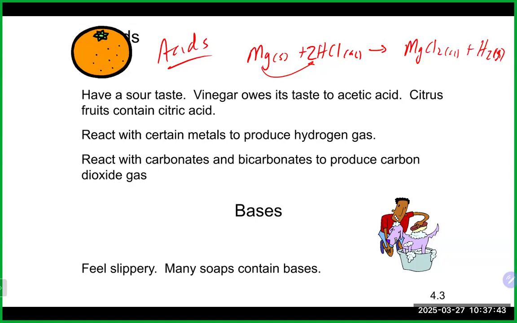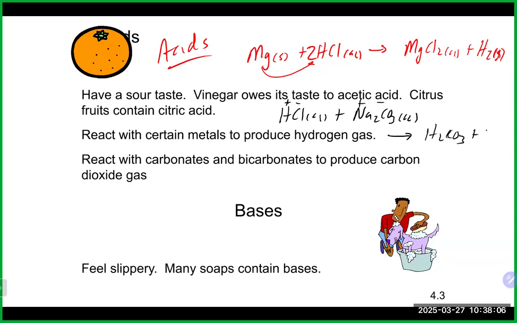They also react with carbonates and bicarbonates to produce carbon dioxide. Again, if you took something like hydrochloric acid and reacted with some sodium carbonate, or sodium bicarbonate, we'll do a double displacement reaction, right? And you will make some H2CO3.